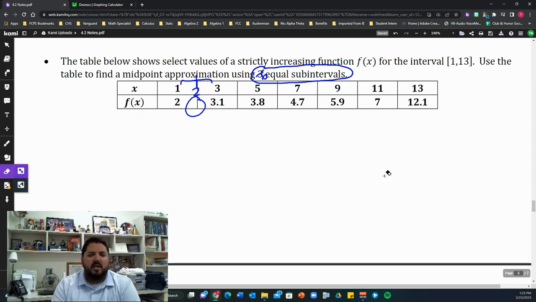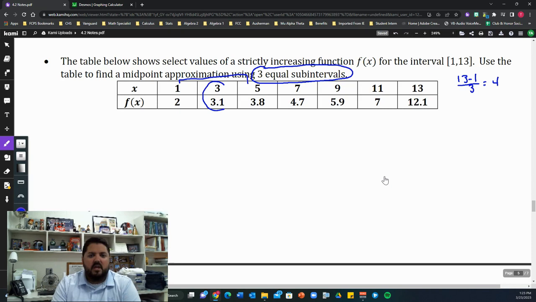So that's why a lot of times when you are doing these midpoint problems given a table, you'll have more values of x than what it might look like you need. But that's because with 3 equal subintervals, my delta x would be 13 minus 1 divided by 3, or we get 4. So the first subinterval goes from 1 to 5.